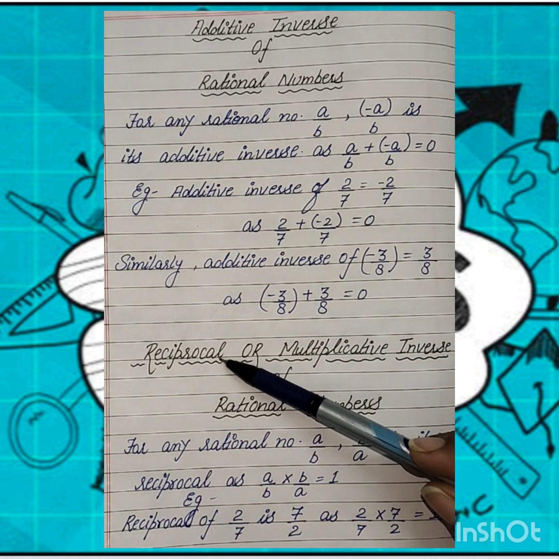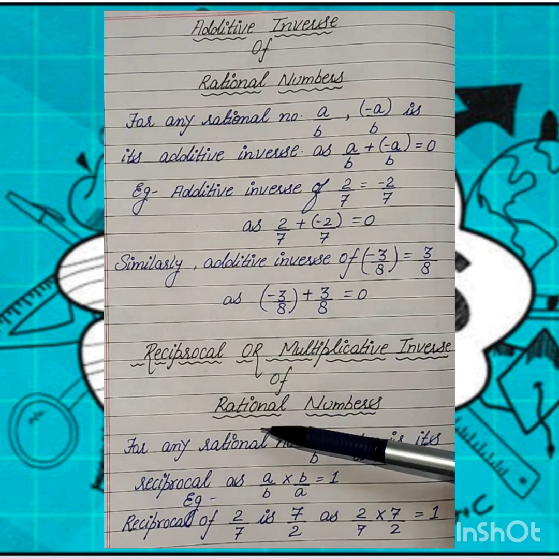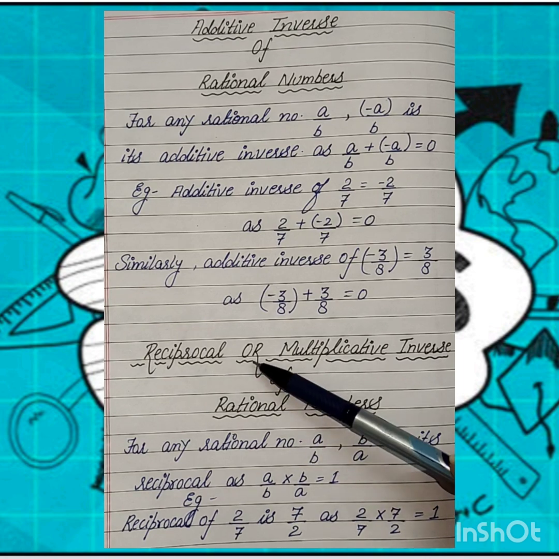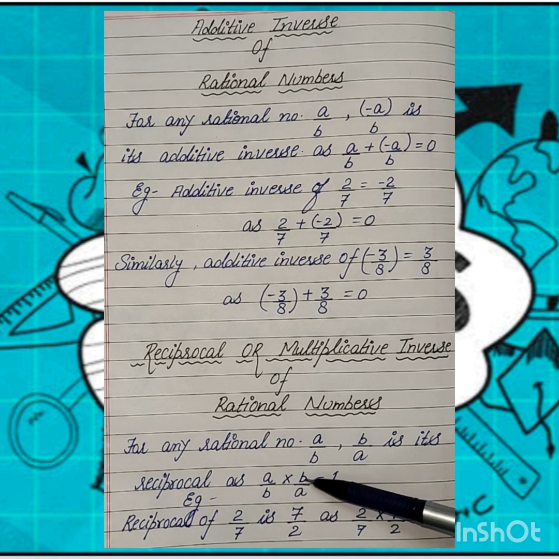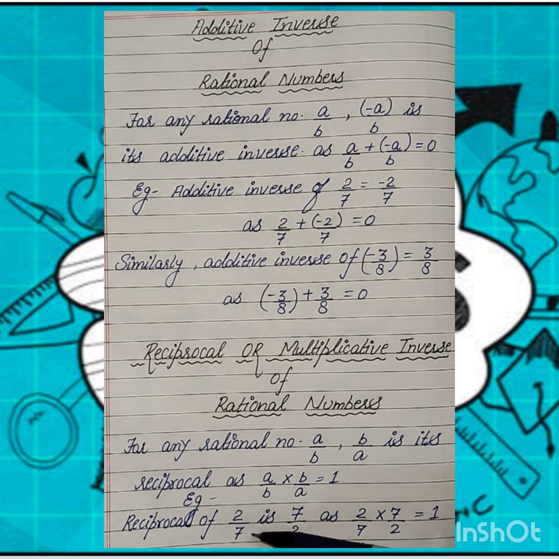Now reciprocal and multiplicative inverse. Reciprocal means opposite, means numerator becomes denominator and denominator becomes numerator. For any rational number a upon b, its reciprocal or multiplicative inverse will be b upon a because their product is 1. The multiplicative inverse of any rational number is the number which, when multiplied by the same rational number, should give 1. For example, the reciprocal of 2 upon 7 is 7 upon 2. Denominator becomes numerator and numerator becomes denominator and their product is 1.